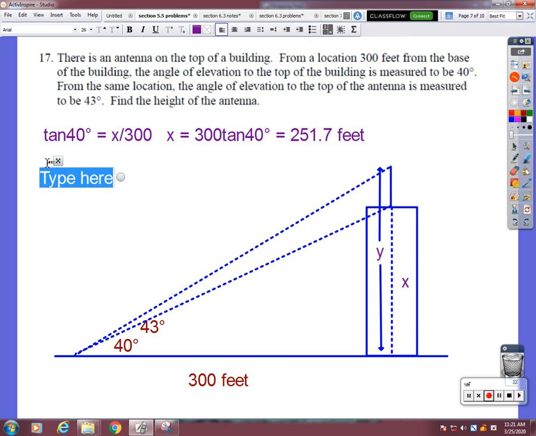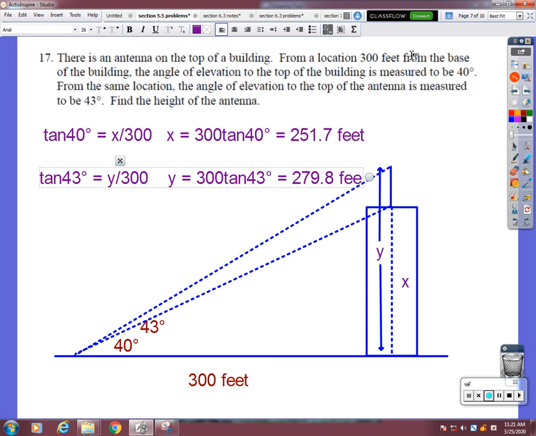So this time the tangent of 43 degrees is equal to y divided by 300. Since our angle is a little bit larger, the distance is going to be a little bit larger. We could have really done this in just one step and just subtracted the two things, but oh well, live and learn. So that works out to be 279.8 feet.